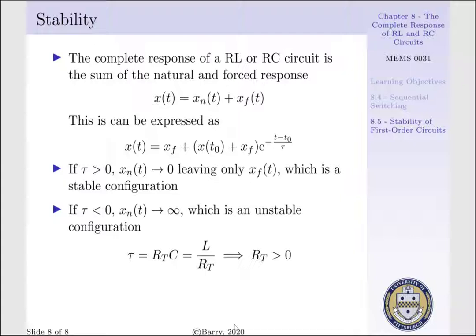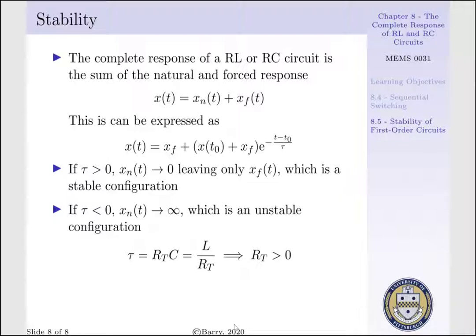We can express this as x sub f plus the quantity x of t naught minus x sub f, times e to the minus t minus t naught quantity per tau, where x sub f is our forced response, i.e. if we have a voltage source or a current source, and x of t naught is our initial condition. Now, if our time constant is greater than 0, x sub n approaches 0 as t tends to infinity, which leaves us with x sub f of t, which is a stable configuration.